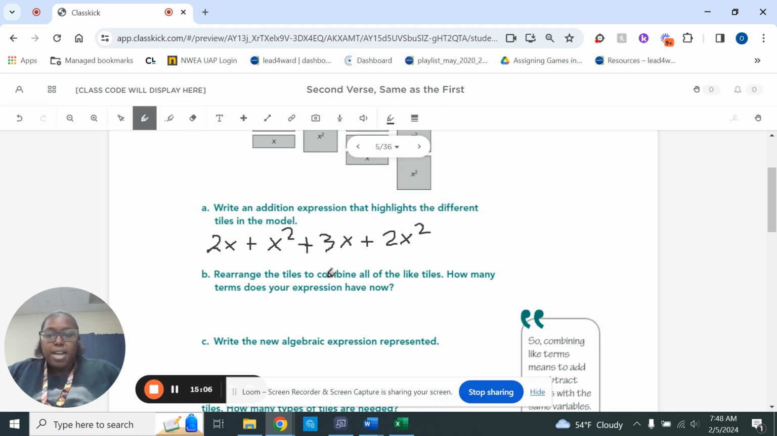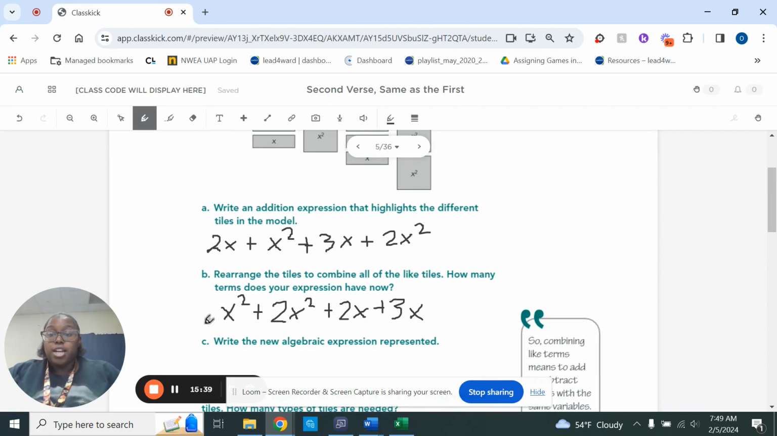Well, if we combine it, I usually like doing this from the highest exponent tiles, putting those first and then putting it in order from highest to lowest. So what I'm going to do is move this in front because it has the highest exponent, plus this one, which has the highest exponent, that's the same as this one, plus this, plus this.